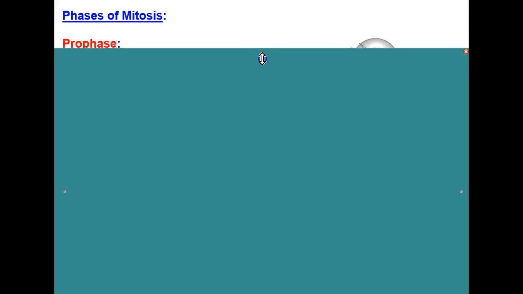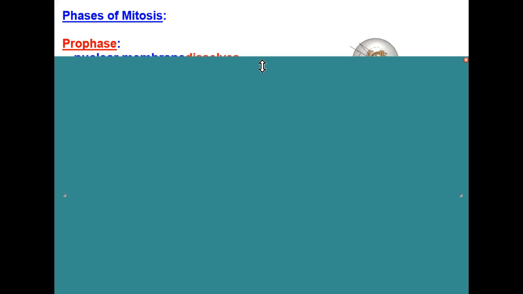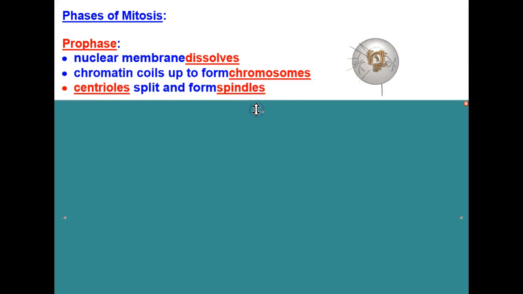We start off with prophase. In prophase, the nuclear membrane dissolves, the chromatin winds into chromosomes, and the centrioles divide and move to opposite sides of the cell, called poles, and form what are called spindles. You will also hear these called microtubules.